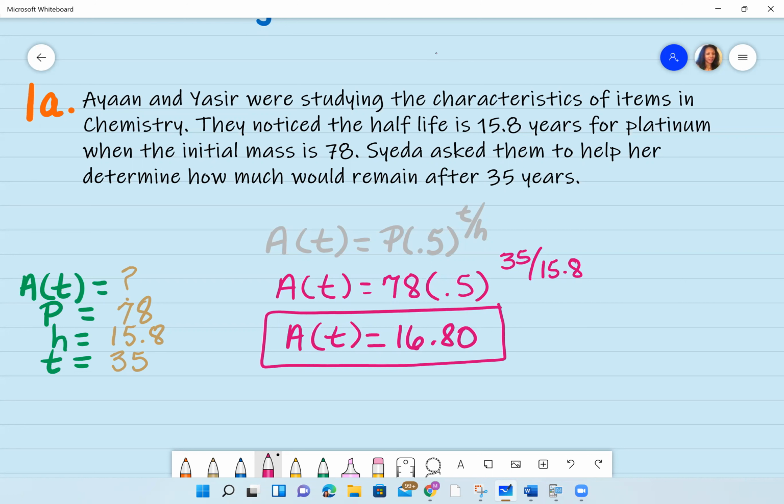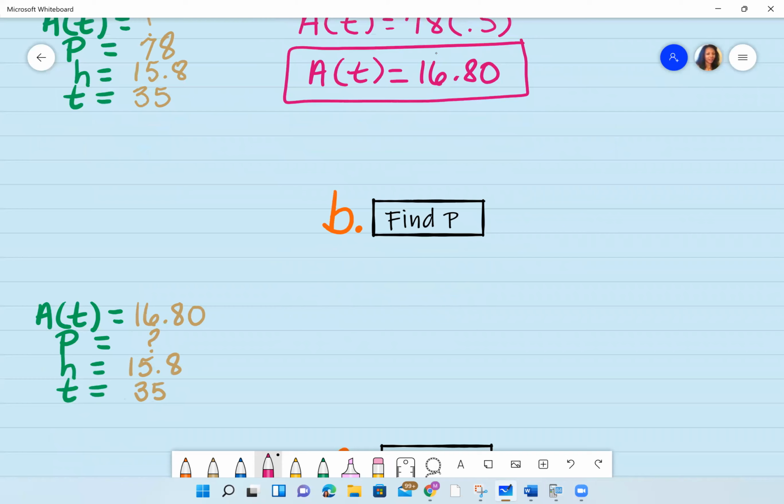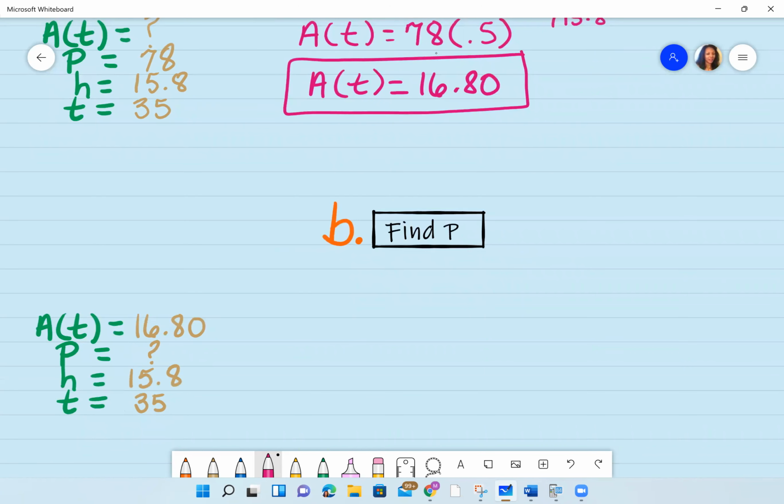So now, if you've been following the videos, you understand I'm going to take the same scenario and show you how you would find each of those variables if you were asked to do so. So for the next one, I'm asked to find P. We just said that A of t was 16.8, so I went ahead and just created a list of the variables and what I already know.